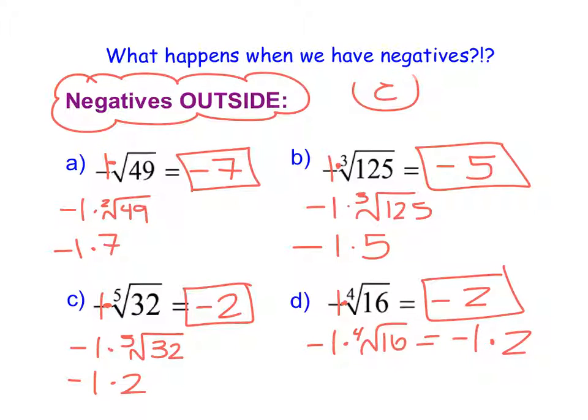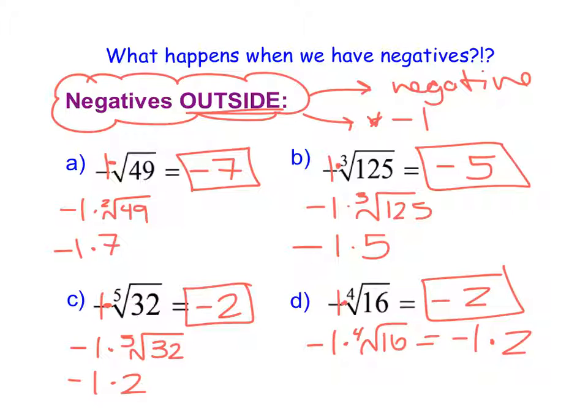So what you're hopefully noticing here is that a negative on the outside works differently than a negative on the inside. A negative on the outside simply flips every answer to be the negative version of what it would be if it were just a positive root. So that negative on the outside means that we're multiplying our value at the end by a negative 1, which is different than what we did when there was a negative on the inside.